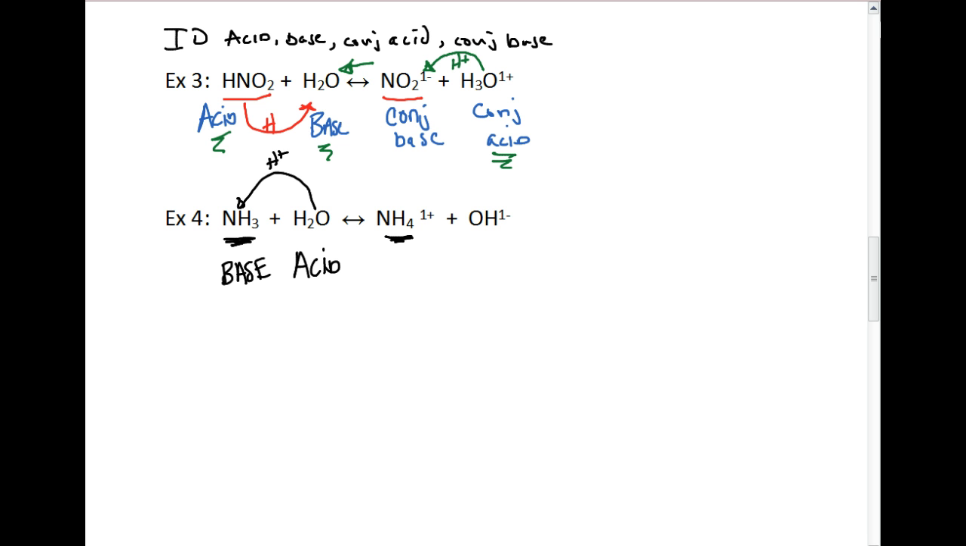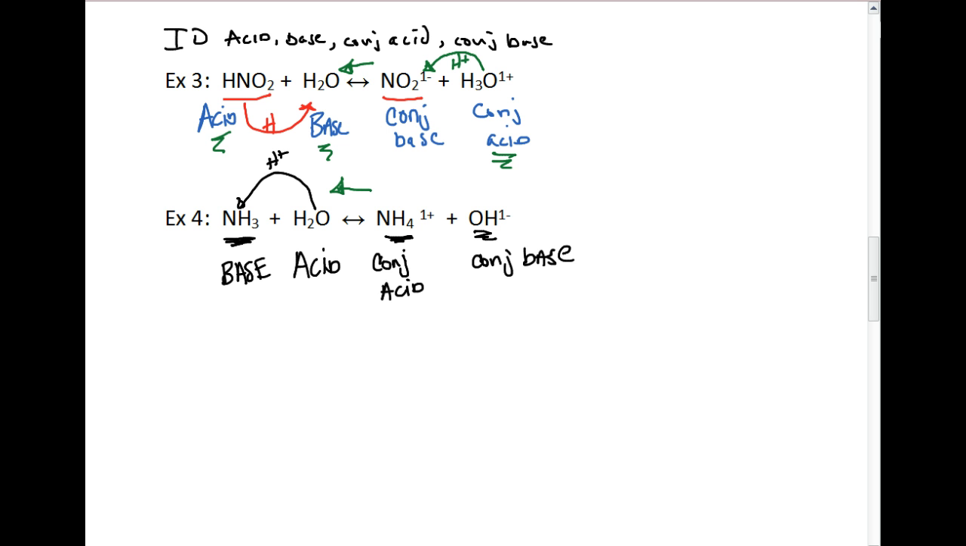Okay? Now, after water donated its hydrogen ion, it became the hydroxide ion. That means this is the conjugate base. And the ammonium ion, NH4+, is what was produced after the base on the reactant side gained a hydrogen ion. So this is our conjugate acid.